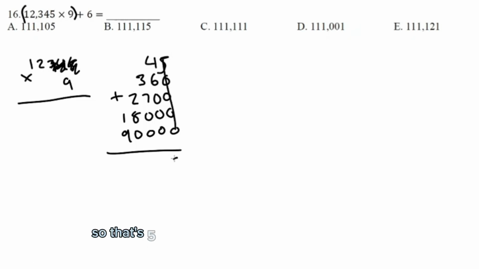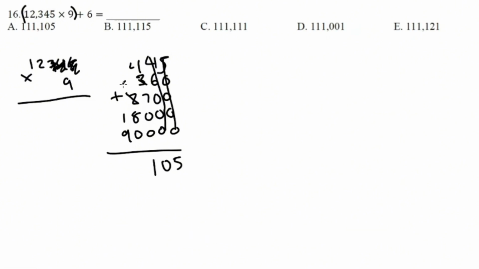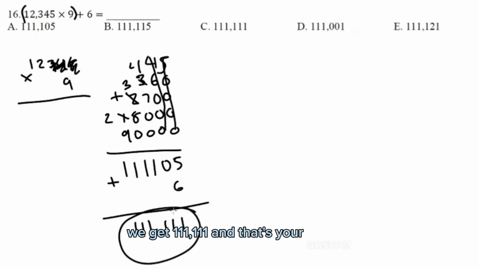So that's 5, 10. So you write a 0 and carry the 1. This becomes 4 plus 7, which is 11. So we write 1, carry the 1. This is also 11. So write 1, carry the 1. And this is also 11. But there's no more place value, so we just write 11 here. So now we get 111,105. But now we have to add 6. So when we add 6 to this, we get 111,111, and that's your answer.